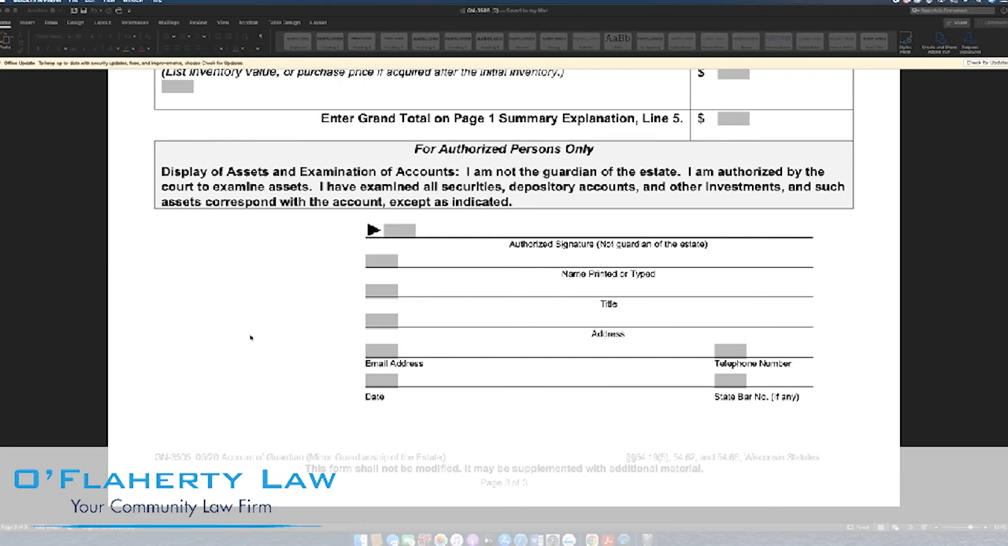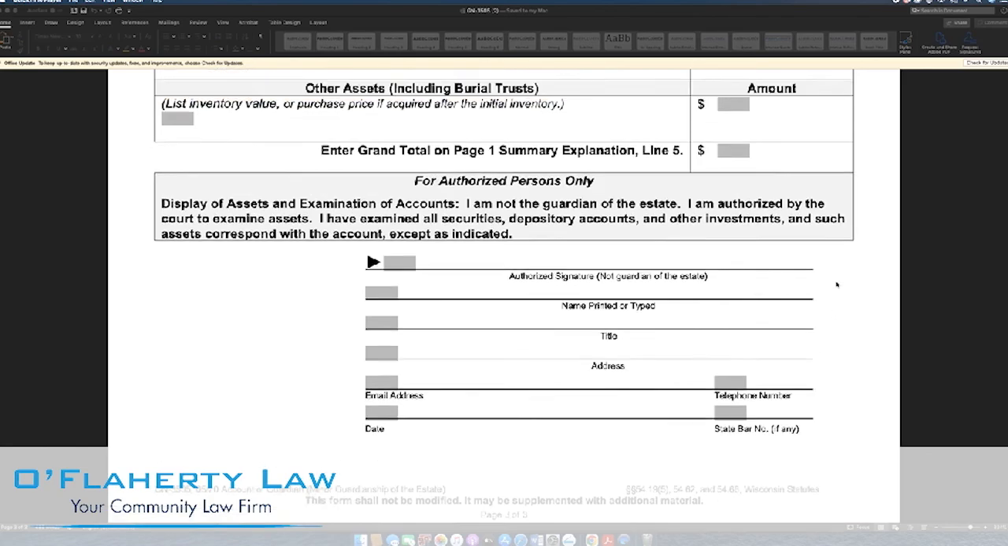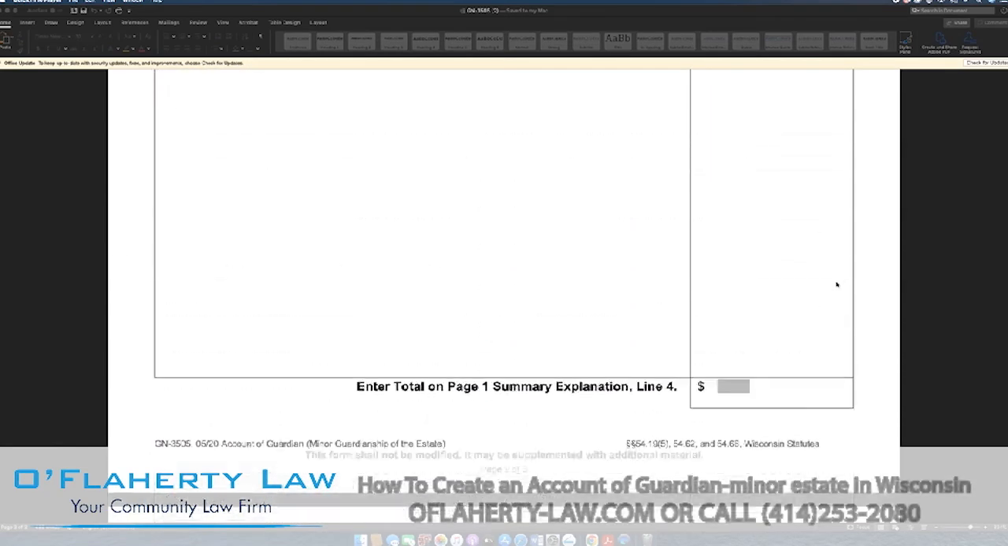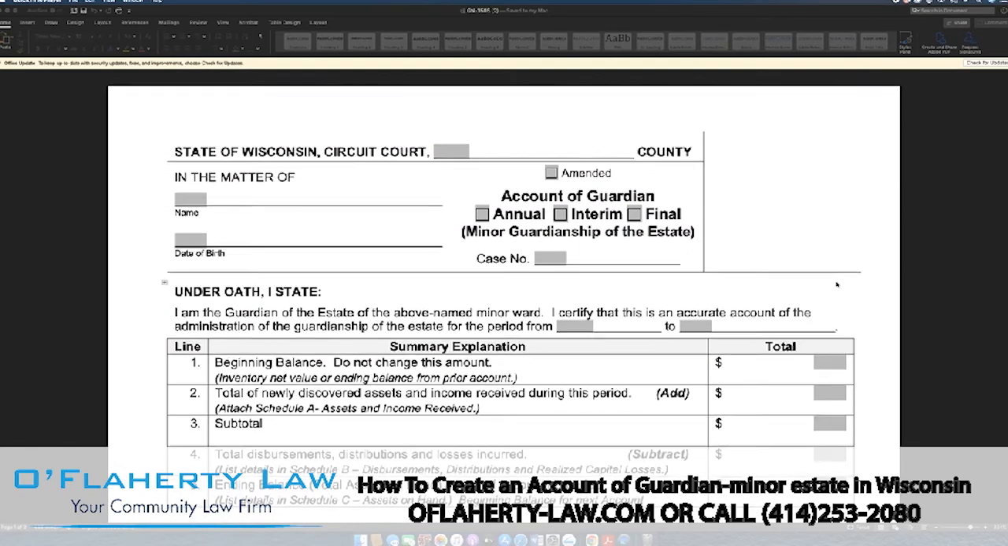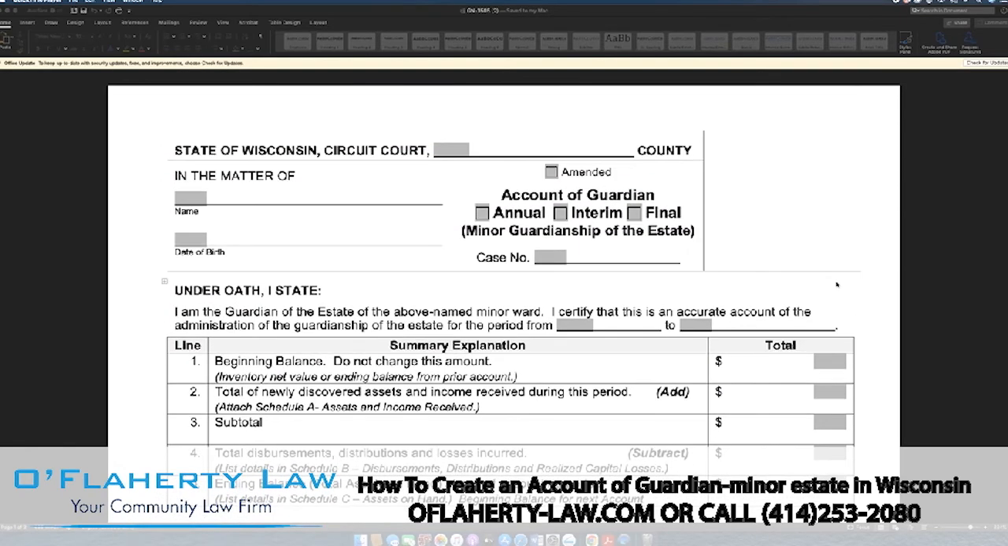And one last thing, I've been talking about this the whole video. Don't modify the form. You can supplement with additional material. So that is how you fill out Form GN-3505, the annual, interim, or final account of guardian for a minor guardianship of the estate, not the person.